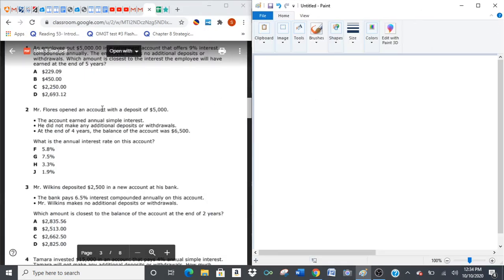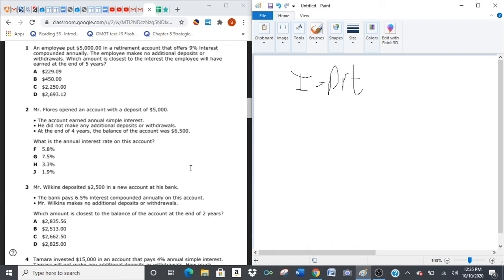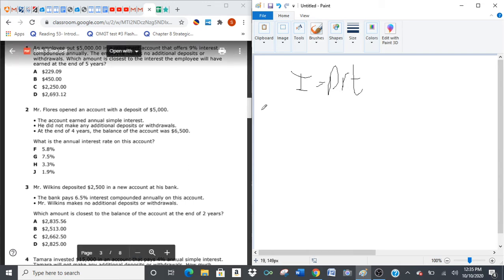Alright, so one that a lot of people had trouble with was number 2. Mr. Flores opened an account with a deposit of $5,000. The account earned annual simple interest. So simple interest tells you we're using I equals PRT. Alright, so that's what we're thinking. And it said he did not make any additional deposits. At the end of the 4 years, the balance was $6,500. What was the annual interest rate? So we're trying to find the rate.